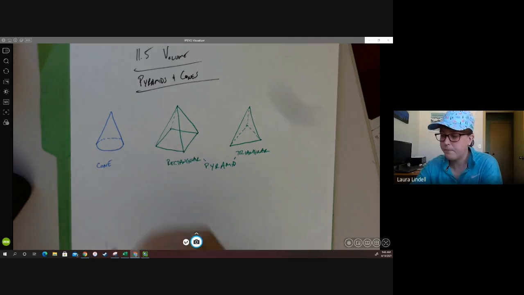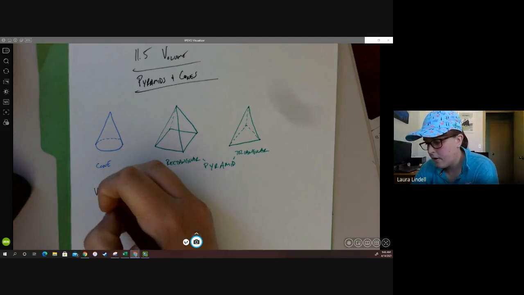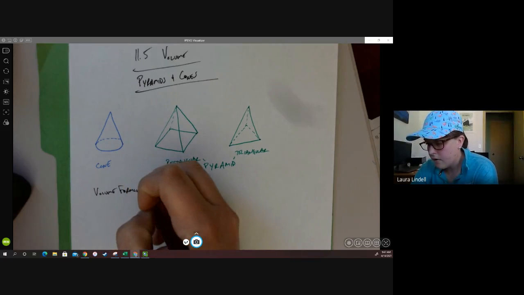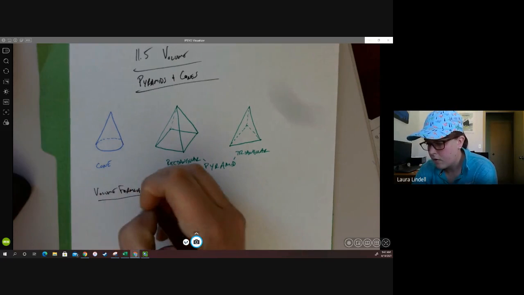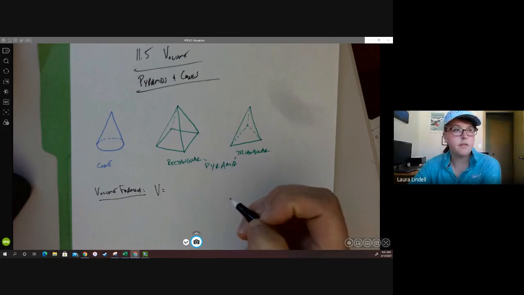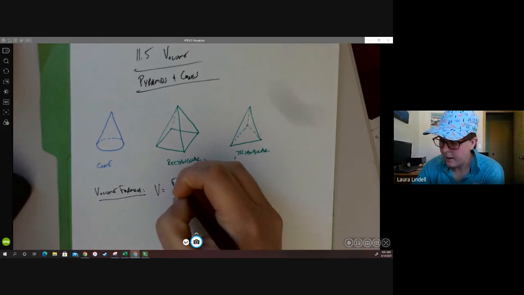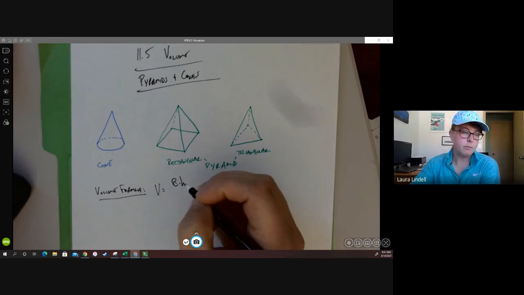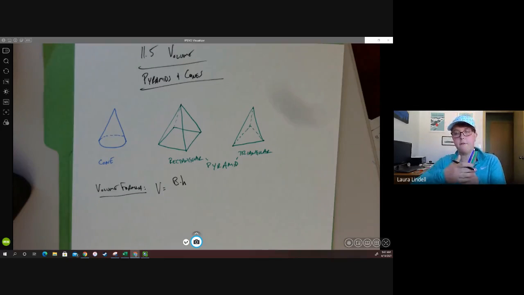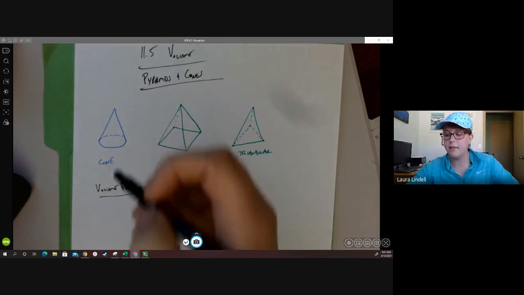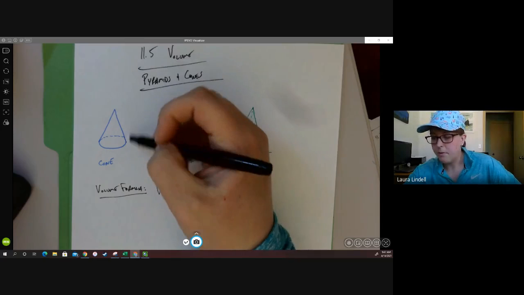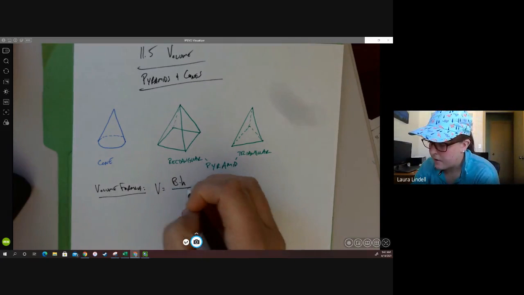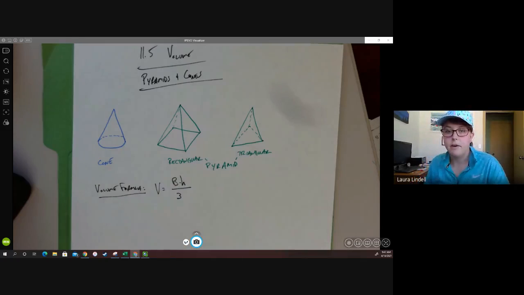So volume is going to be equal to, we're still going to have capital B times H, but it's not just going to be capital B times H, because that would be like the volume of a cylinder or something like that with the same height. It's going to be area of the base times the height divided by 3.